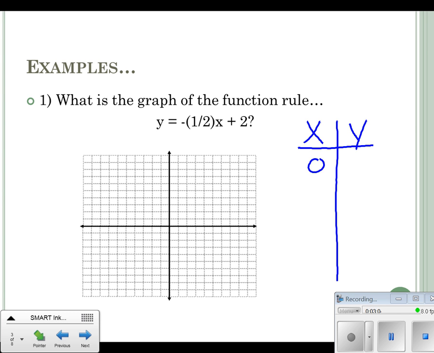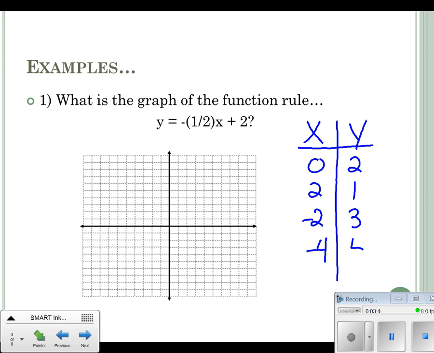I usually start with 0. Let's put in numbers that work nicely for halves. So let's put in 2, let's put in negative 2, and let's put in negative 4 into the function. So if we put 0 into the function, negative 1/2 times 0 is 0, and 0 plus 2 is 2. Put in 2, negative 1/2 times 2 gives you negative 1 plus 2, which is 1. Put in negative 2, you end up with 1 plus 2, which is 3. And put in negative 4, you're left with 2 plus 2, which is 4.